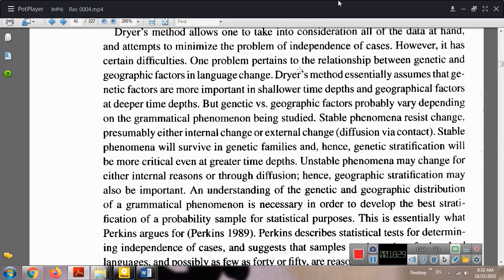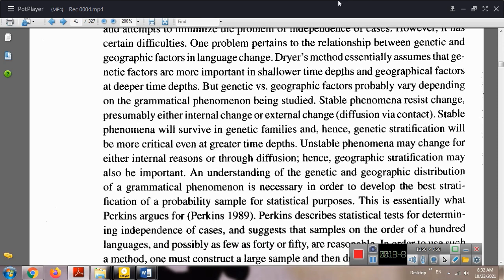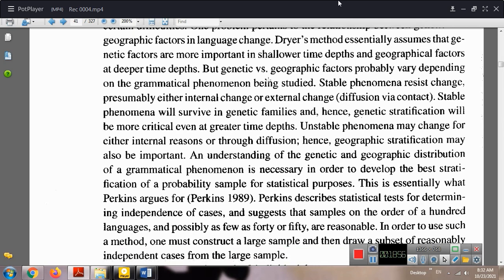One problem pertains to the relationship between genetic and geographic factors in language change. Dryer's method essentially assumes that genetic factors are more important at shallower time depths and geographical factors at deeper time depths. But genetic versus geographic factors probably vary depending on the grammatical phenomenon being studied.